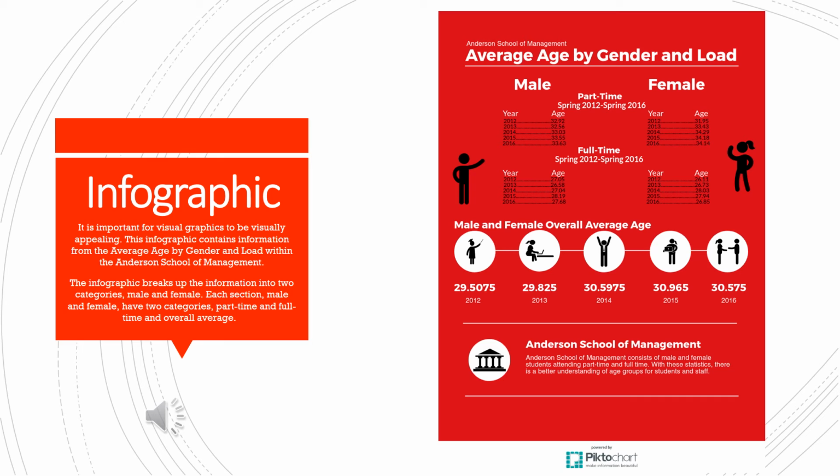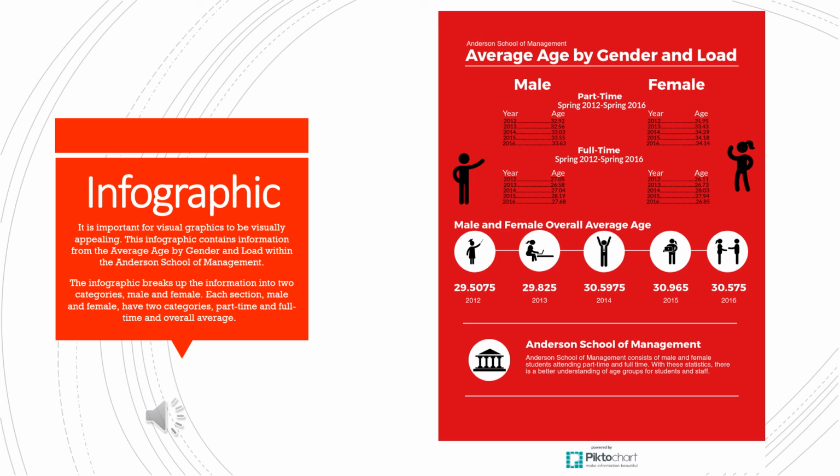Hi all. So in the book, there's a great quote about information graphics, and it says it's a combination of words and graphics used to present factual data about a subject in a visually interesting way. And that's what I really tried to do here in this average age by gender and load infographic. I tried to have a couple clip arts in there and make it interesting so that you're not just getting statistics, but you're getting a little bit of eye candy, if you will, for these statistics.